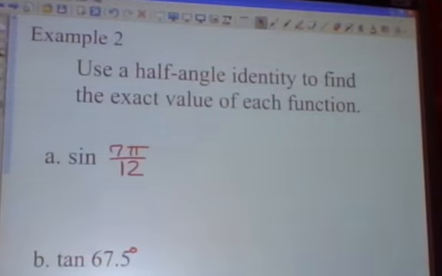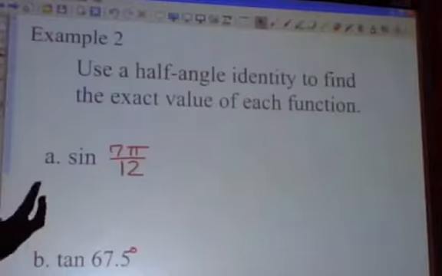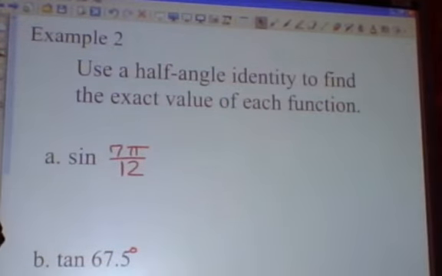Alright, so you have in your notes the half-angle identities. So now we're going to apply those to an actual trig function itself for a trig value. So this example 2 says use a half-angle identity to find the exact value of each function. So we're going to start off with A, which is sine 7 pi over 12.